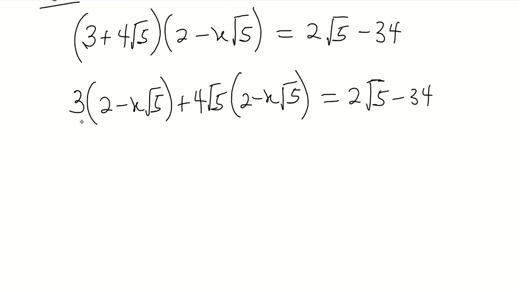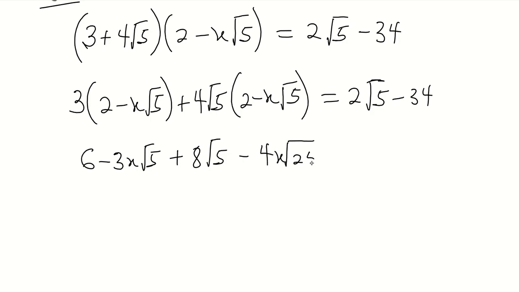Now we continue the expansion, and 3 multiplies 2, we have 6. 3 multiplies x square root of 5, then we have minus 3x square root of 5. And then plus 4 square root of 5 multiplies 2, we get 8 square root of 5. Minus, now 4 square root of 5 multiplies x square root of 5, we have 4x square root of 25, which is equal to 2 square root of 5 minus 34.